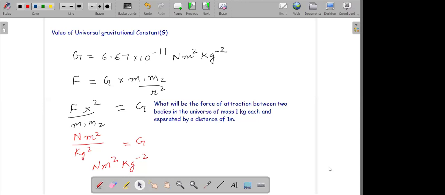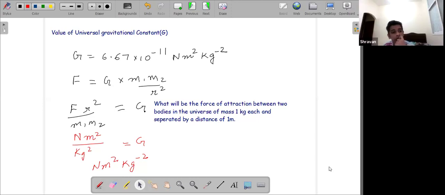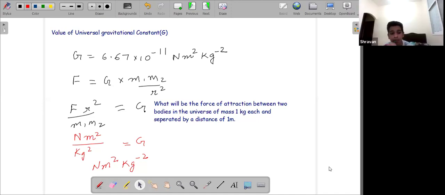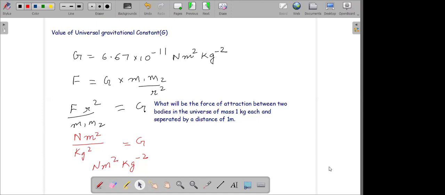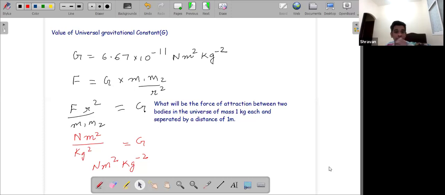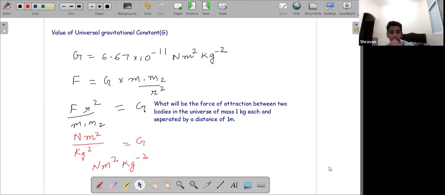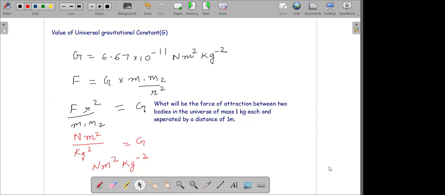Anyone got the answer? Shravan, what is the answer? Sir, is it 6.67 into 10 power minus 11? Okay, just let me see. Shravan, what is your answer? Sir, I didn't write any answer. Okay, which formula are you trying to use? F equal to G into M1 M2 by R square. So what is the value of M1? Sir, 1. What is the value of M2? 1. What is the value of R?